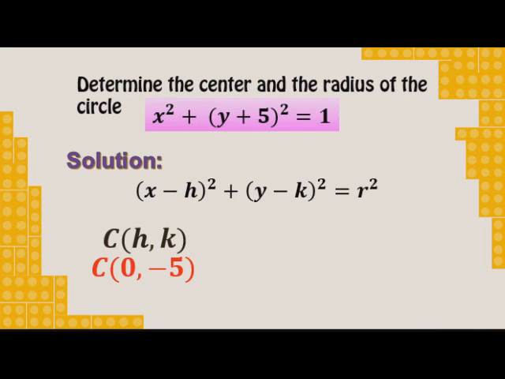How about the radius? Like what we did earlier, since r squared is equal to 1, r is equal to the square root of 1. The answer must be equal to 1. I hope you get it. Easy, right? Okay, come on, let's proceed to the third one.